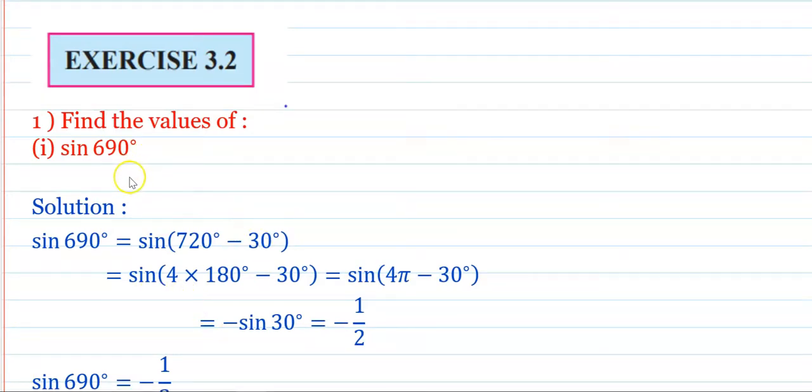And in this way, we have completed all the solved examples. Now we'll start exercise 3.2. The first example: find the value of sine of 690. Sine of 690 can be written as sine of 720 minus 30. 720 means what? 4 into 180. 4 into 180 minus 30 means what?